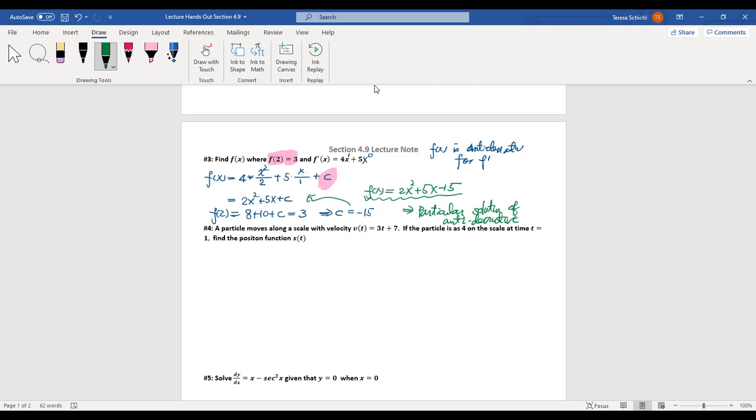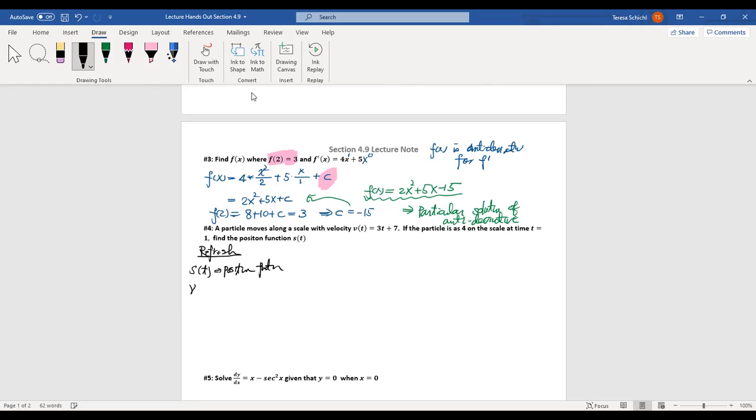Okay, so now number 4. This is also kind of going backward, like what we learned, right? So let's say a particle moves along a scale with a velocity of 3t plus 7. If the particle is at S equals 4 on the scale at time t equals 1, find the position function, right?